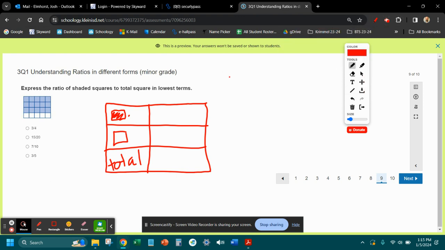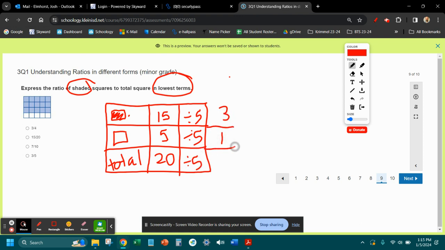All right, looking at context number 9, we have shaded, non-shaded, and then total squares. Do we count up how many shaded squares we have? 15. And how many non-shaded do we have? And total? 20. And in lowest terms, it looks like we can divide all these by 5. That's going to give us 3 to 1 to 4. And it's asking for shaded to total.